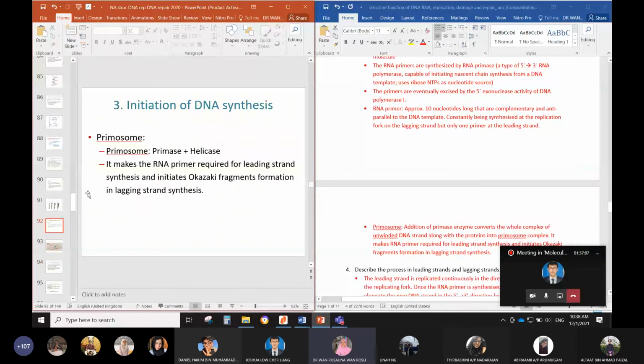So that is what happens at this stage. The primosome is your primase plus your helicase. Helicase, if you remember, is the enzyme that unwinds. When it unwinds, RNA primer is added by primase, and then your DNA polymerase 3 will go there and add on to initiate the process. Is that clear, everyone?